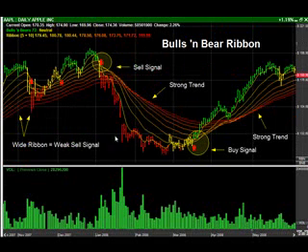The next one, here's another example. Notice that we have a nice wide ribbon. A wide ribbon equals a weak sell signal. Notice that's what we're seeing here, a wide ribbon with a weak sell signal. This market didn't follow through.